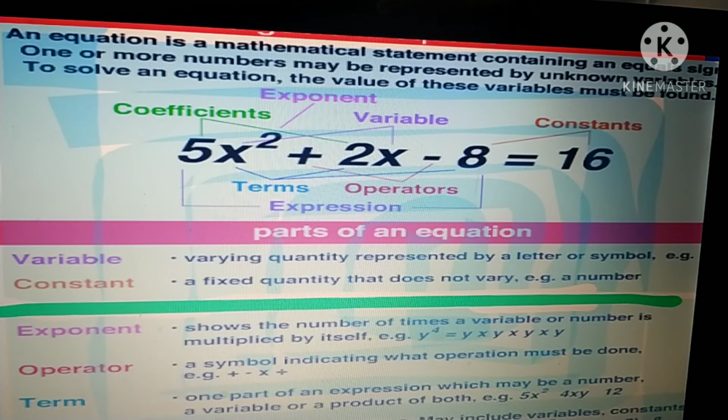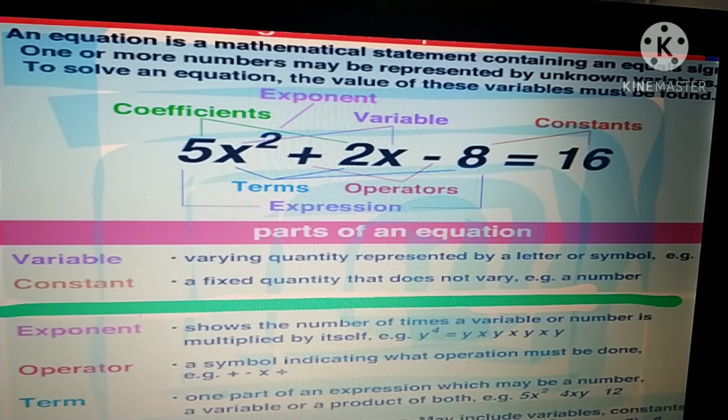You can take one or more numbers, which may be represented by unknown variables also. To solve an equation, the value of these variables must be found. So to solve any equation, we have to find out those unknown numbers. Okay. Now see the different parts of this equation.